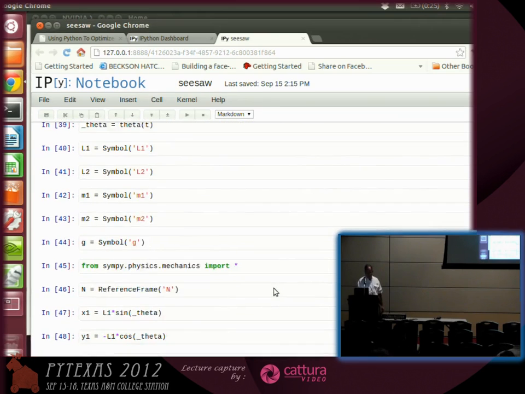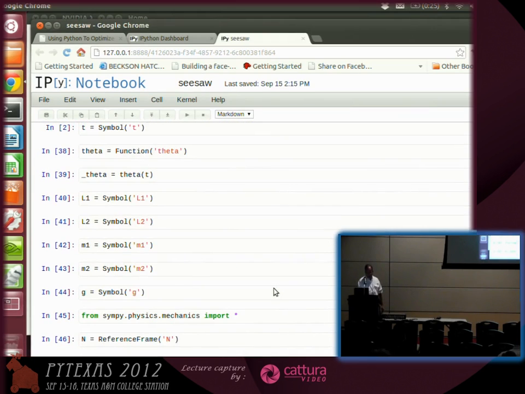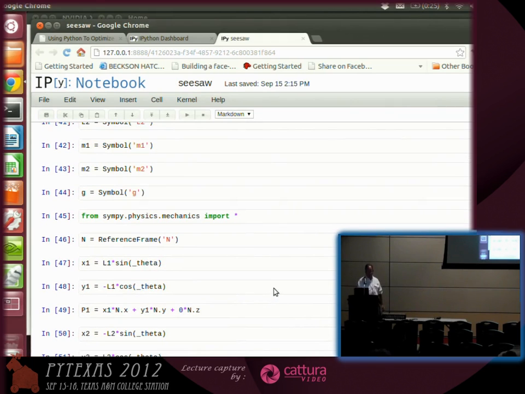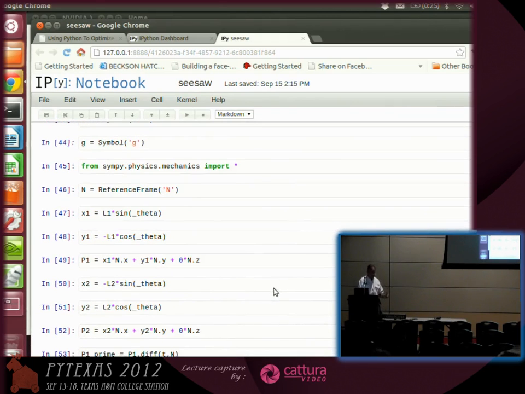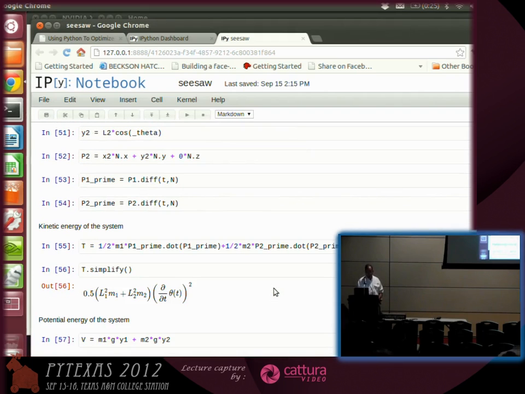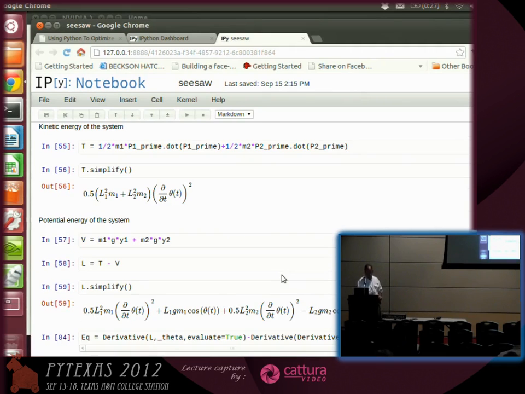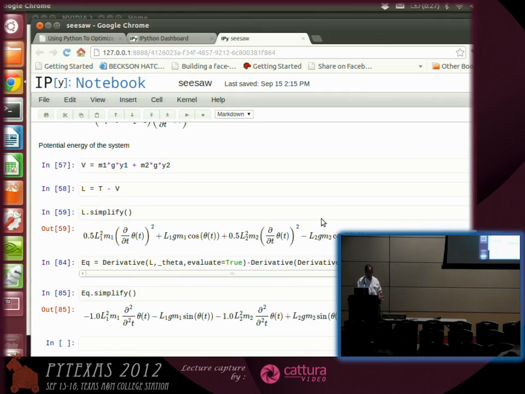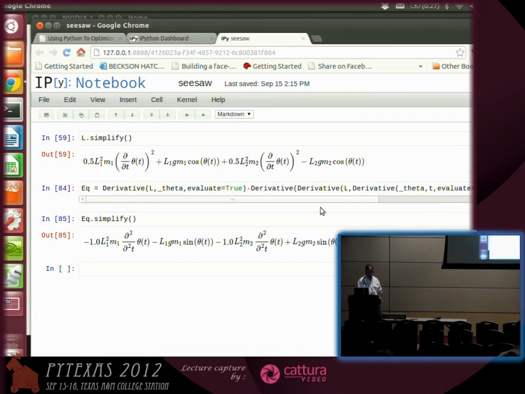We define these symbols. Is this the canes? No. Okay, we define some reference frames so we can use vectors. We define the kinetic energy of the system. We tell it to simplify it. It prints it out in a form I like to see. It's basically LaTeX, rendered using MathJax. Nice. So I'm already happy. The potential energy of the system is a little more complicated. We simplify it. Bingo.